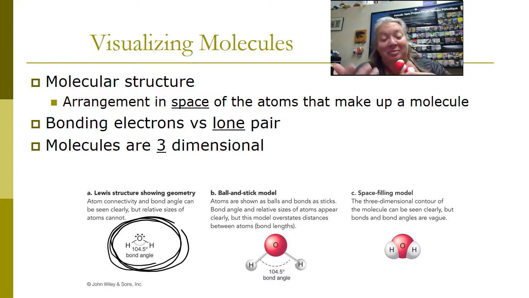Okay, they're just kind of fun to play with. They're magnets, come on. So anyway, you'll see these probably again. Space filling model, ball and stick. Your Lewis structure is the one that's written with the lines and the dots.